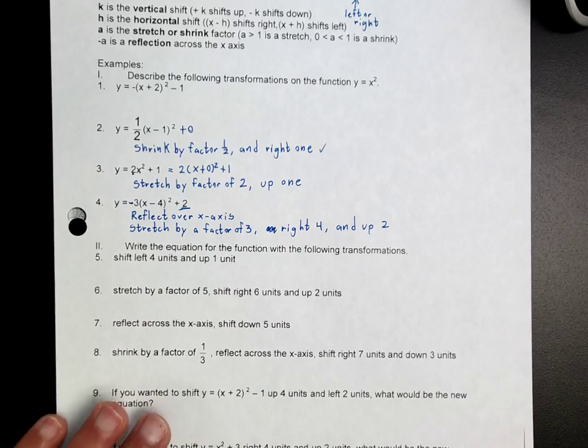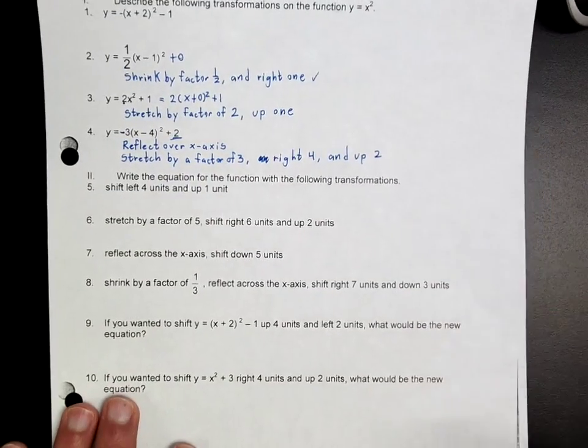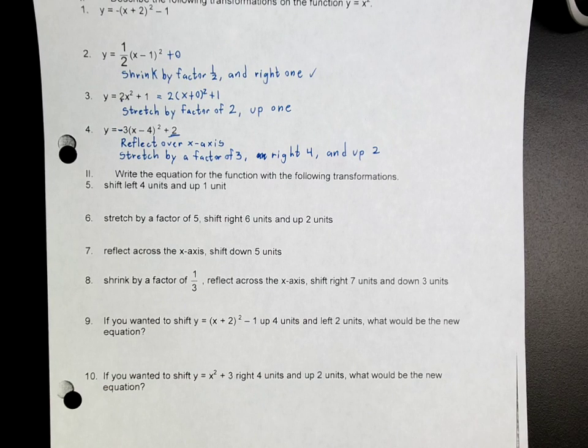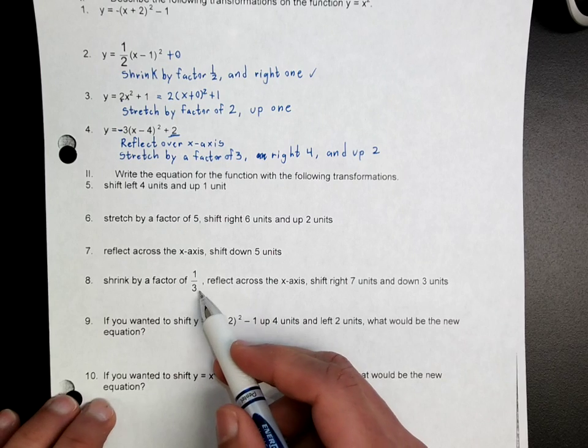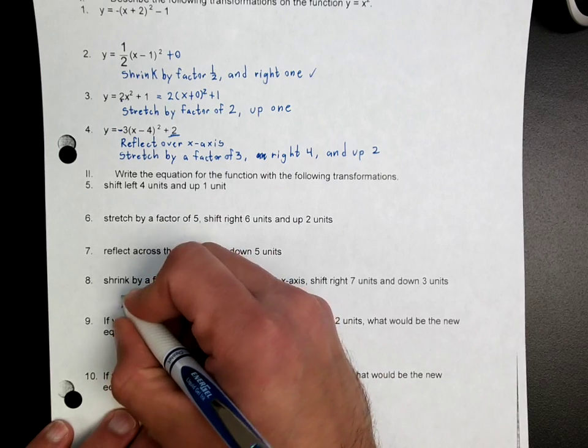Okay, so that's that. As far as the rest of these, we'll just do one of these. Now, right here, we're actually going backwards. We're actually trying to write an equation for this one. Now, this one says shrink by a factor of a third. Now, remember that it only says shrink because 1/3 is less than 1. So y is equal to 1/3.